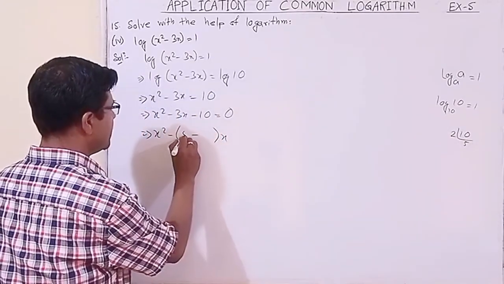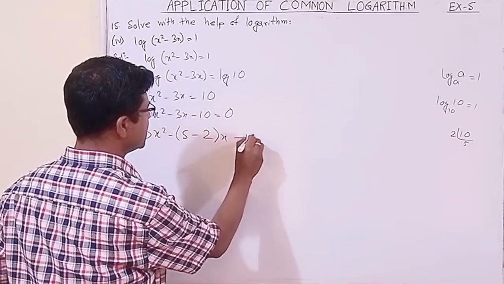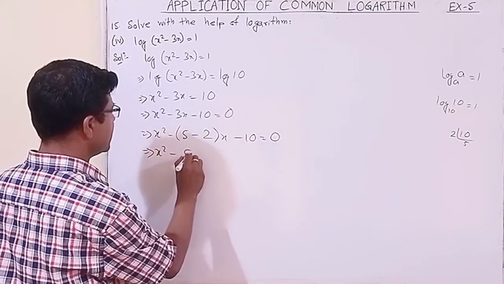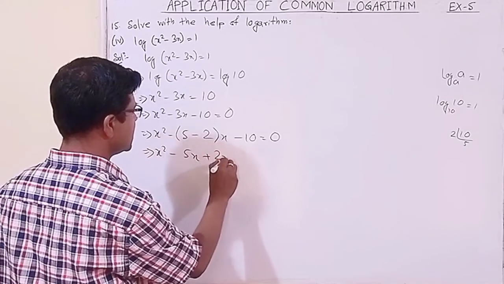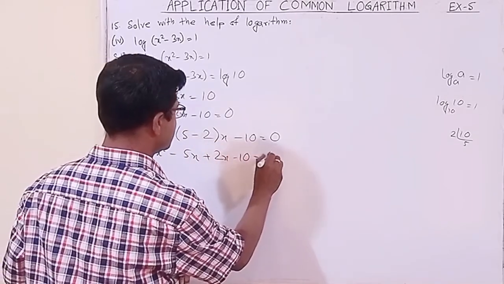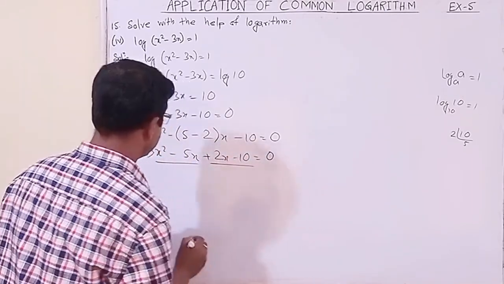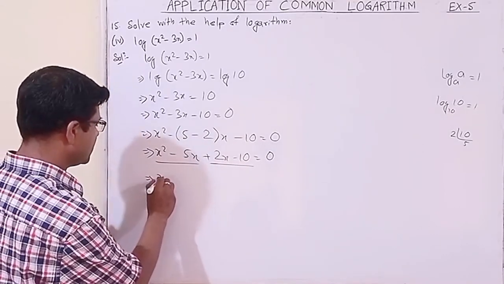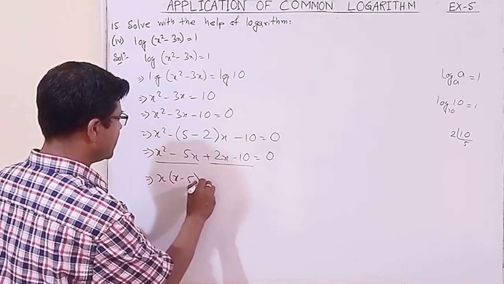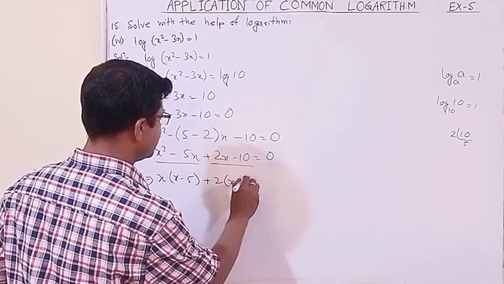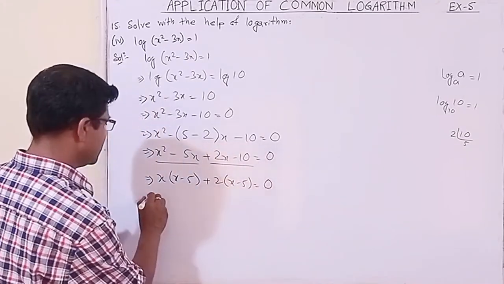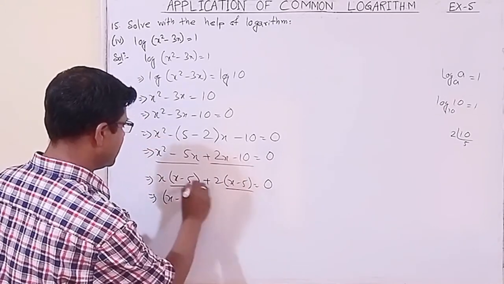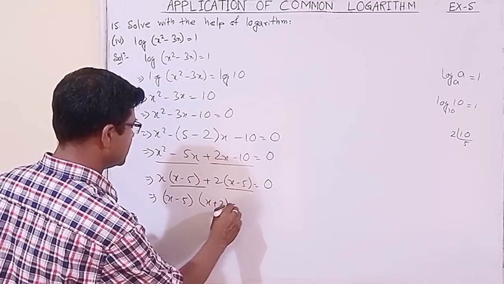How do we get 3? 5 minus 2, 5 minus 2 is 3. This minus 10 is equal to 0. x square minus 5x plus 2x minus 10 is equal to 0. Now, from here, what is common in the first pair? x is common, x into x minus 5, plus 2 into x minus 5. Okay, so x minus 5 is common from these two. What will be left? x plus 2 is equal to 0.